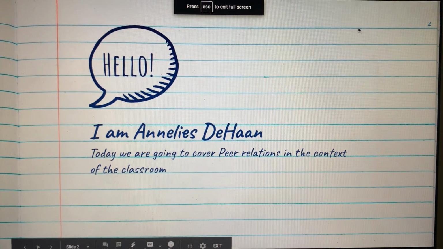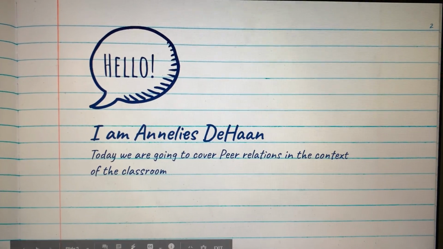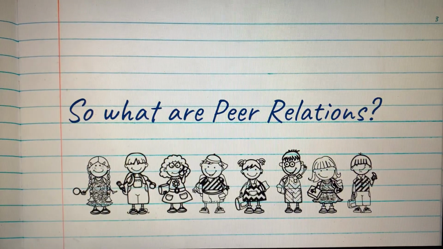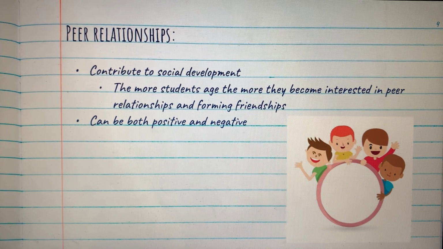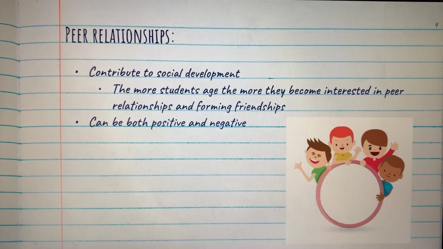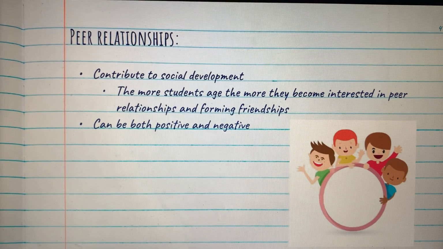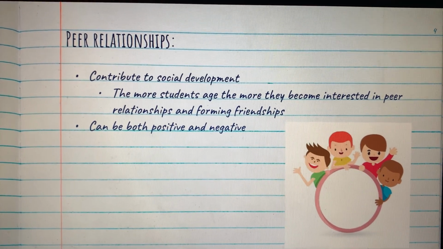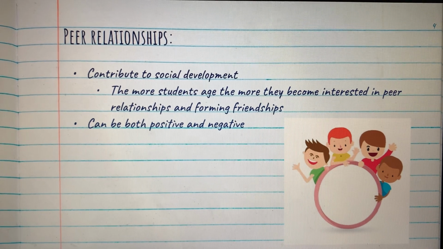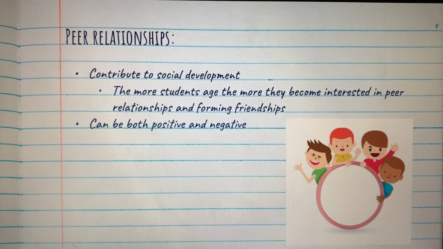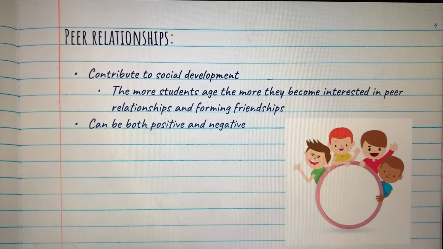So today we're going to be covering peer relationships in the context of the classroom. So what are peer relations? Peer relations or peer relationships are the relationships between students and children of various demographics and age groups, just that they share a similar age. So peer relationships contribute to social development.